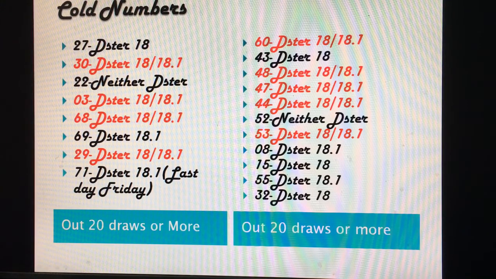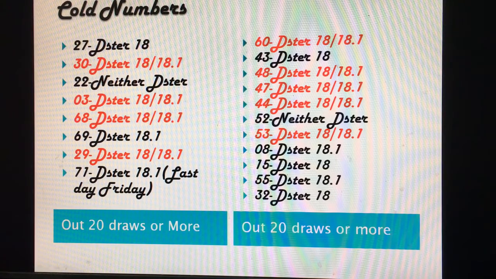So any number in red you can pick all on the same line because they are on both Deckers, and you can separate them. So 30 and 03 you can use as Decker 18.1, and 68 and 29 you can use as Decker 18. But don't pick all black numbers on one Decker. So Decker 18 and 18.1 are red numbers that occur in both Deckers.